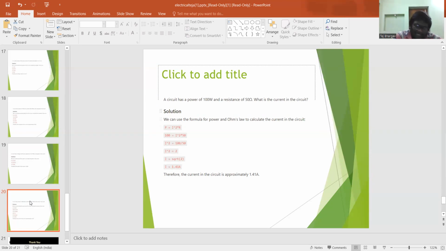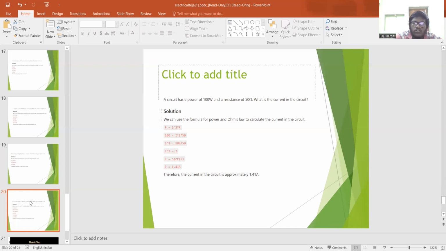What he asked is the current, but P is equal to VI, and he gave only the resistance, so we don't have the voltage to use. We know that V is equal to IR from Ohm's law, so in place of V, we put IR. IR into I is I square R, which is equal to P. So P is equal to I square R. Here I is not given, and R is given as 50. So 100 by 50 is equal to I square.